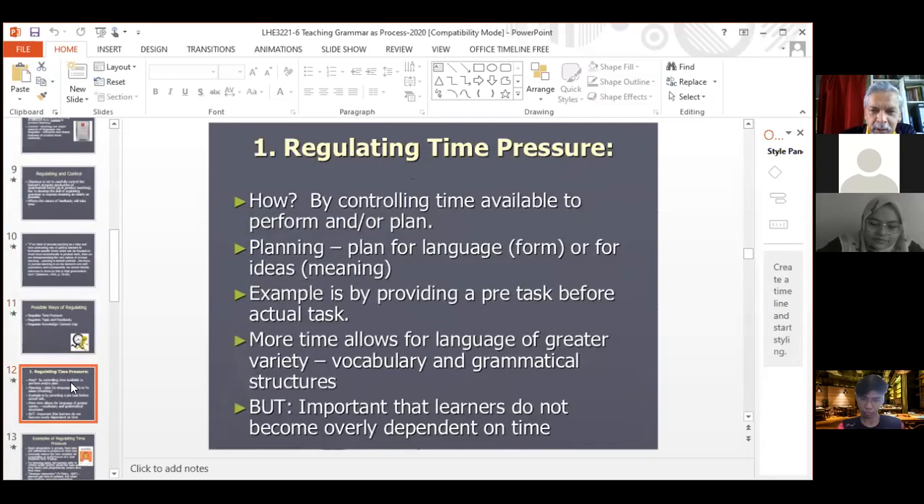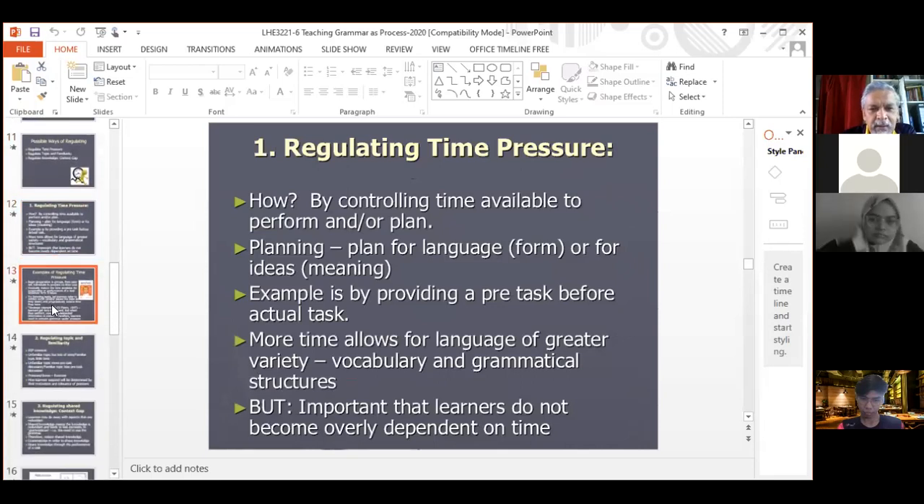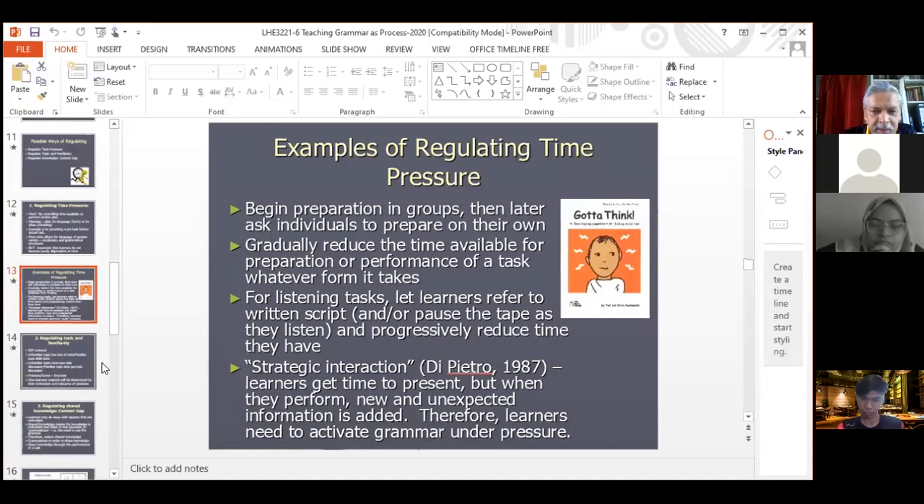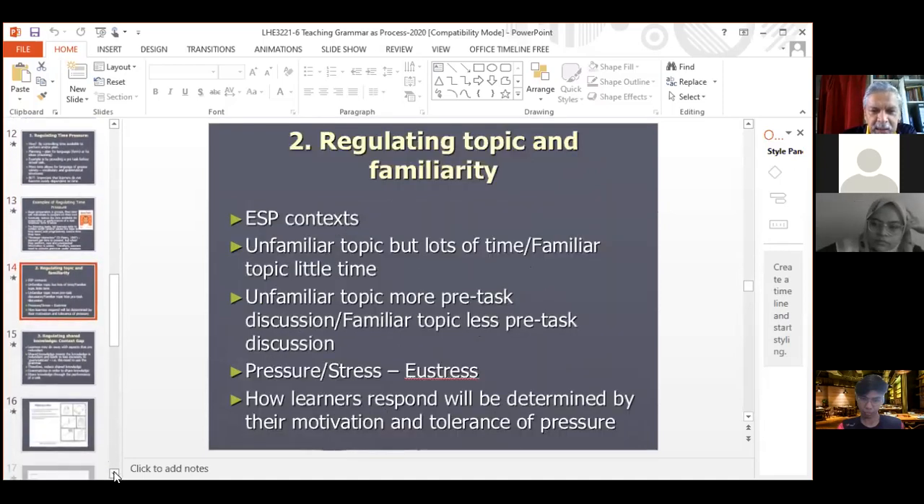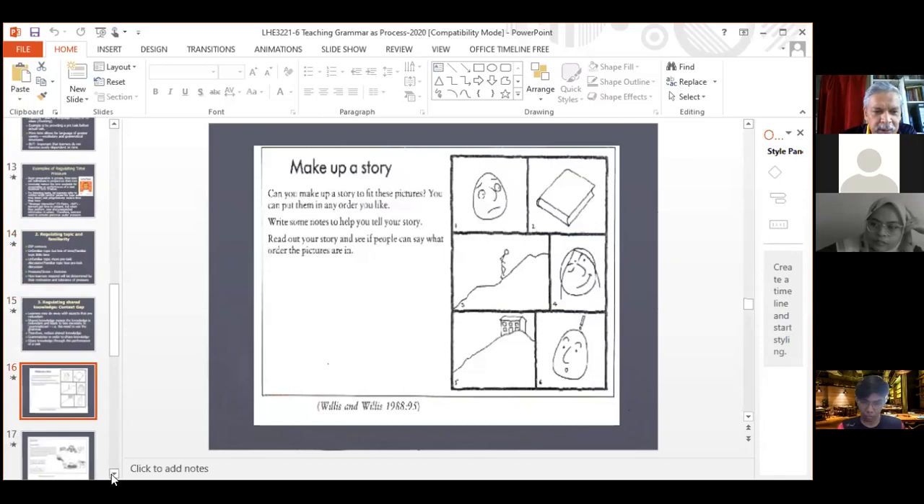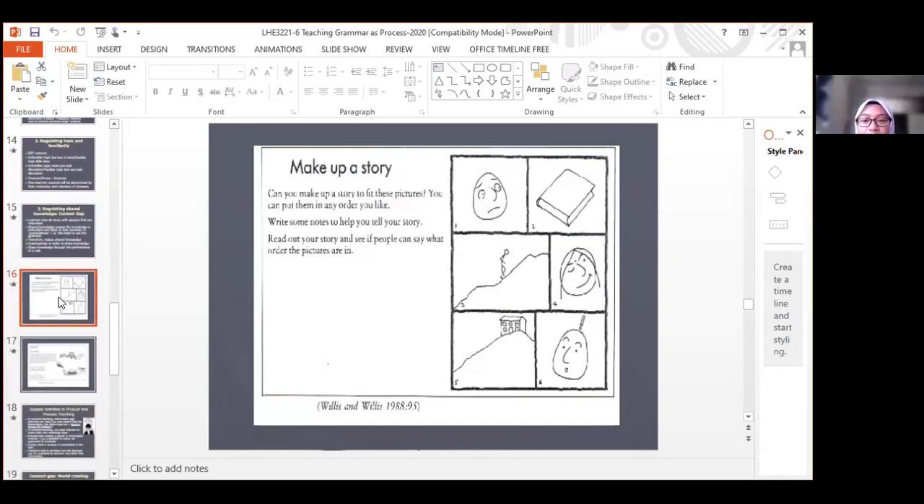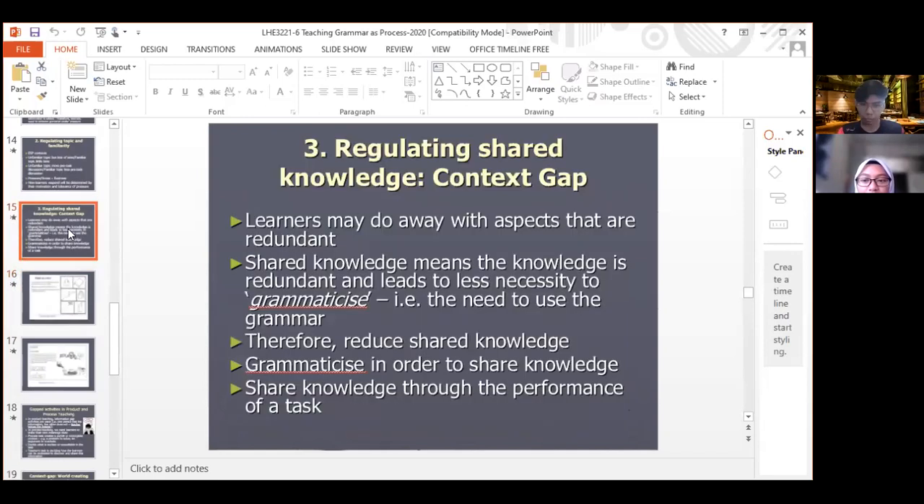I think we were somewhere here. These are all examples of regulating time pressure. We talked about that also. Examples of regulating topic and familiarity. And these were some examples also. We were talking about context gap.